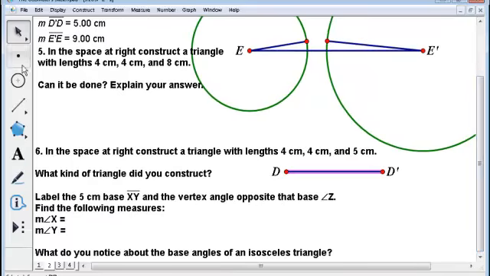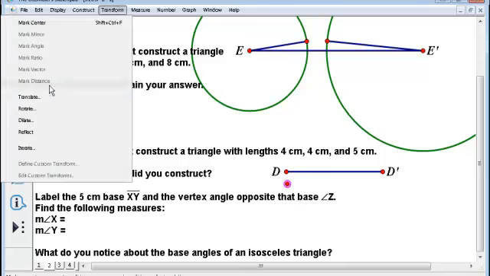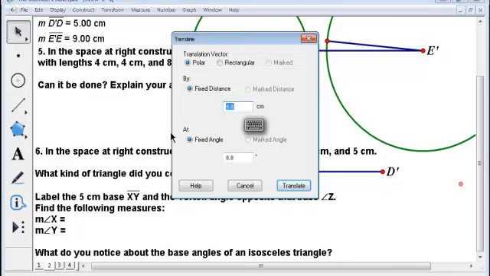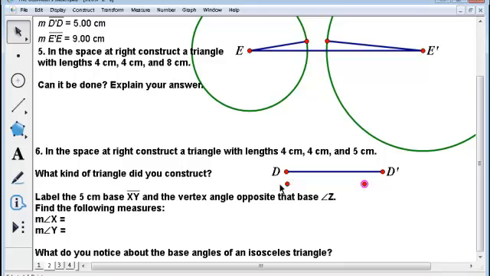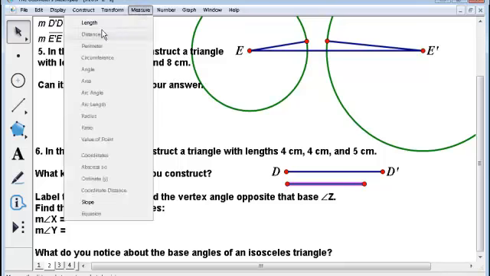And so I just need to create another point, and I'm going to translate that. So transform, translate. I want this one to be 4 centimeters, again, directly to the right, so 0-degree rotation. And then I highlight those two, hit Control L. That gives me my distance of 4. And I can confirm that with a measurement.